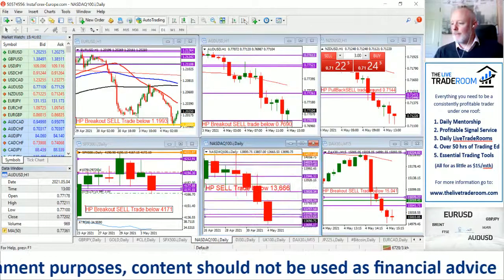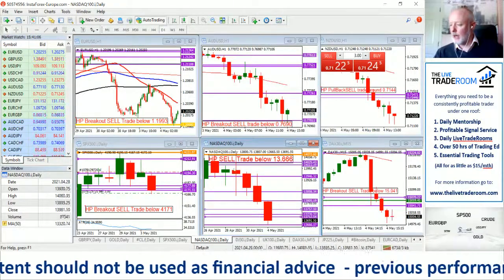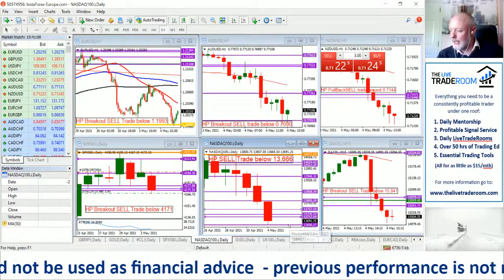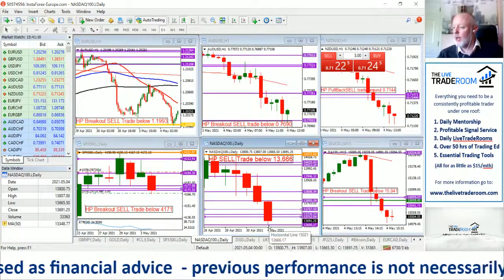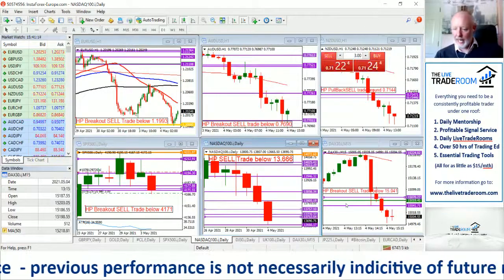Sorry, this platform keeps shifting on me a little bit. So the sell trade below the 13666, we're actually quite close to that. It is the momentum low in this particular case.